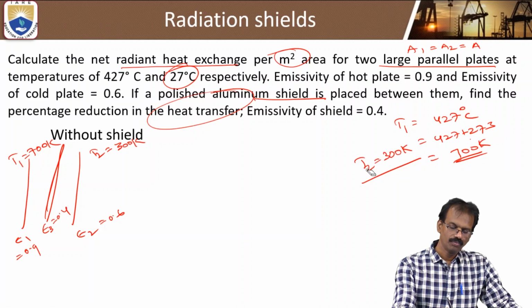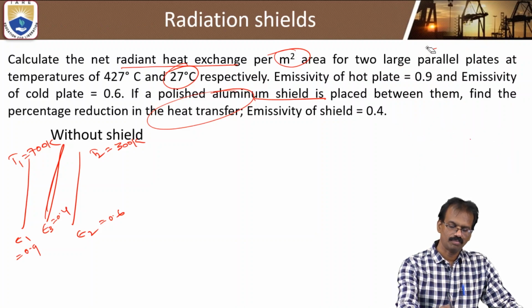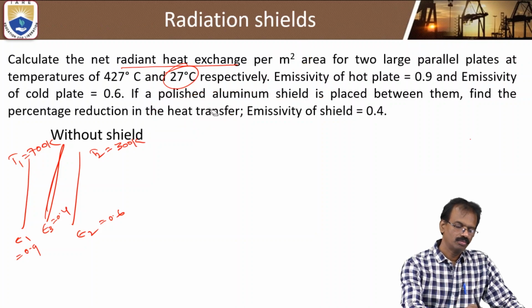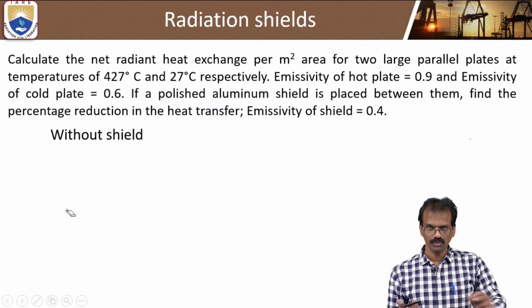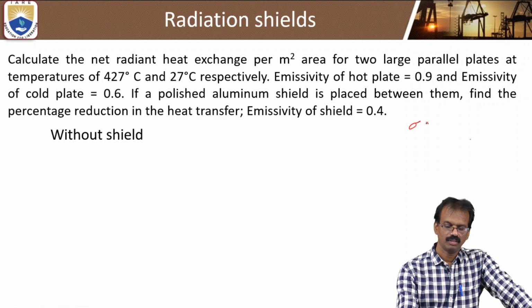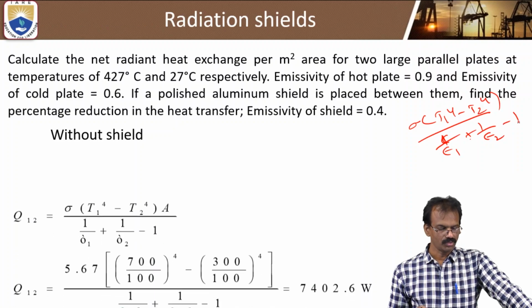Also, we have to find the temperature of the shield, which we can calculate here. Follow this process. First of all, find out the heat transfer without shield. The formula, you know, is sigma into area, which is 1 meter square and can be neglected, into T1 to the power 4 minus T2 to the power 4 by 1 by epsilon 1 plus 1 by epsilon 2 minus 1. That is the without-shield formula.